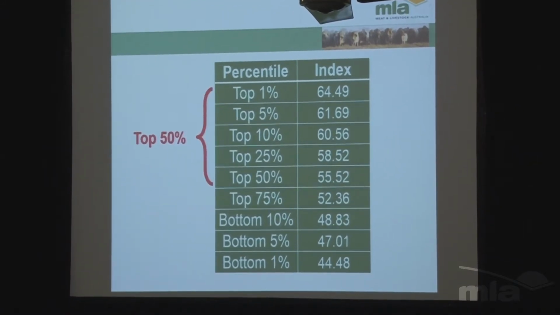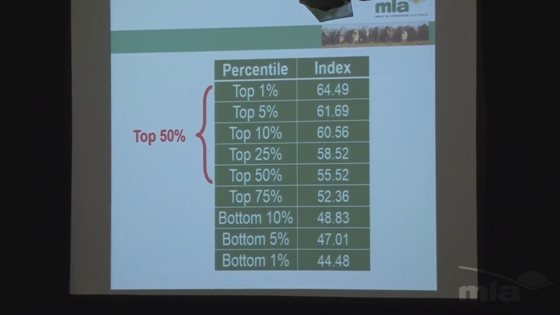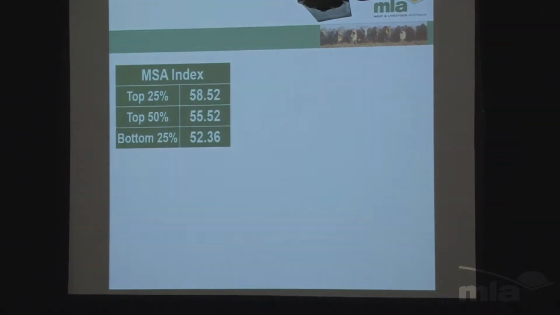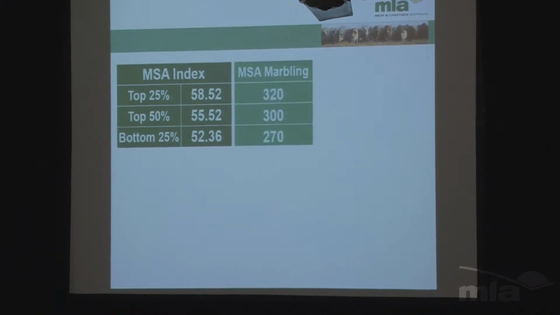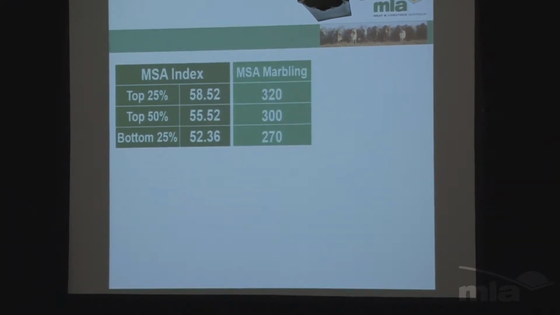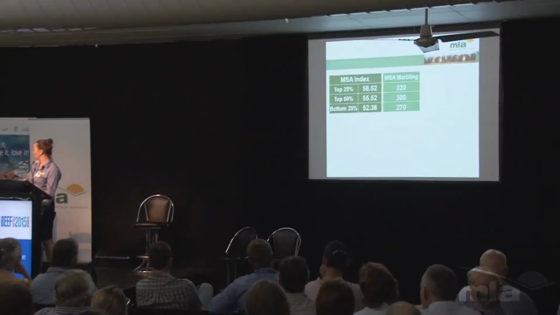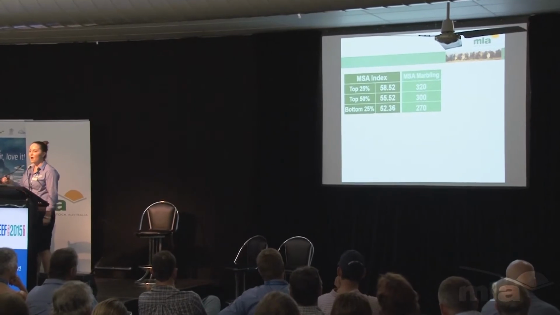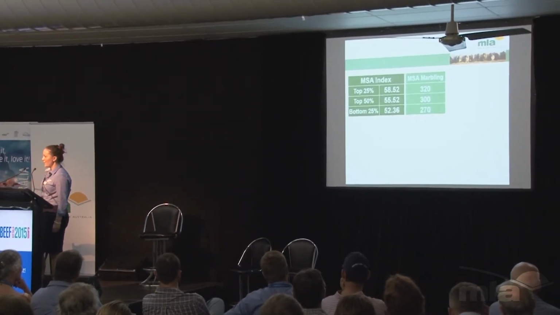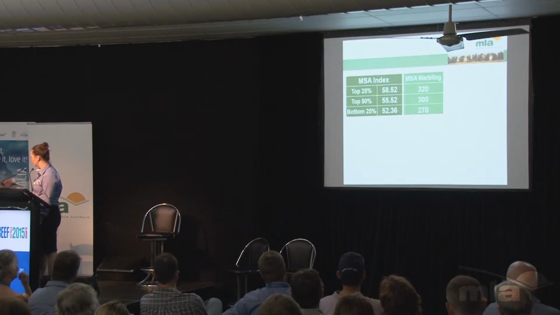So top 50%, obviously 55.52 I mentioned before. So let's focus on the top 25%, the top 50%, and the bottom 25%. As you can see, we've got different index scores there. We've got a 58.52, 55.52, and 52.36. Now let's have a look at the attributes of these animals. Well, we've got an average marbling of 320 for 58.52, 300, 55.52, and 270. So as I mentioned before, as eating quality increases, marbling is increasing.